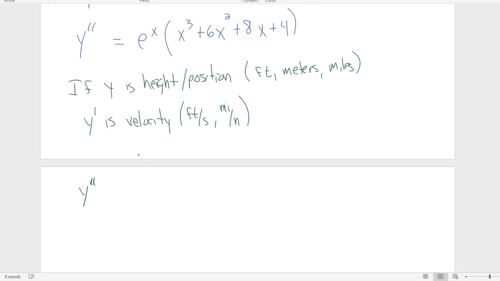So it's the rate of change of the rate of change. So y double prime is acceleration. So in essence, I would have, let's say, the derivative of this function, feet per second. So that would give me feet per second squared. And those are the units of acceleration. Or, I might have miles per hour squared, or meters per second squared, so on and so forth. So higher order derivatives, second derivatives, even third derivatives, will have some application for us very soon.